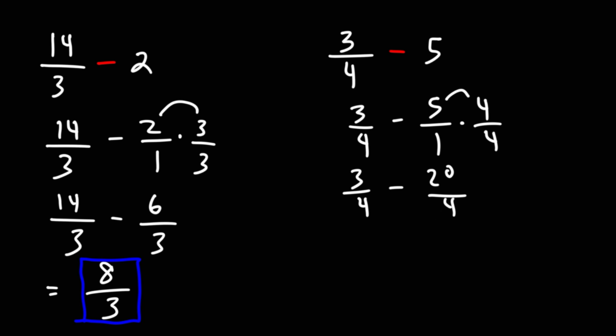So we have 3 over 4 minus 20 over 4. So now that the bottom numbers are the same, we can subtract the top numbers. 3 minus 20 is negative 17. So the final answer as an improper fraction is negative 17 over 4.